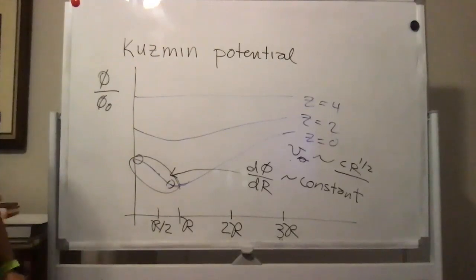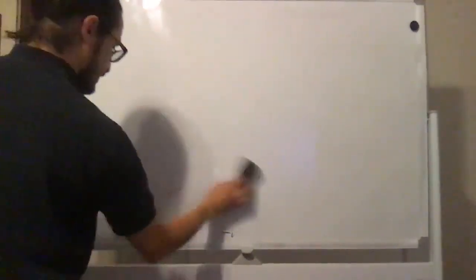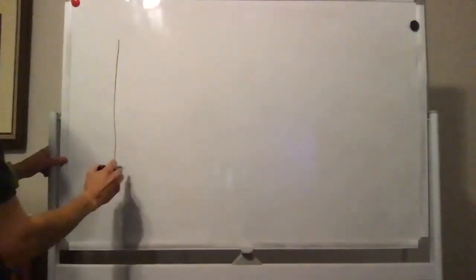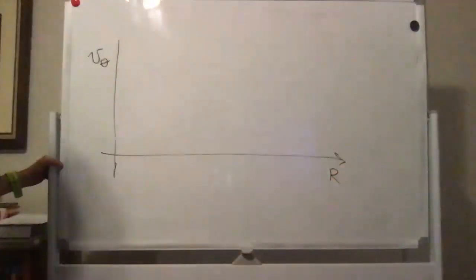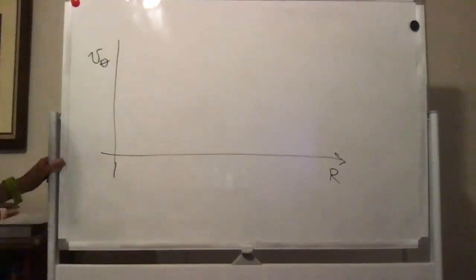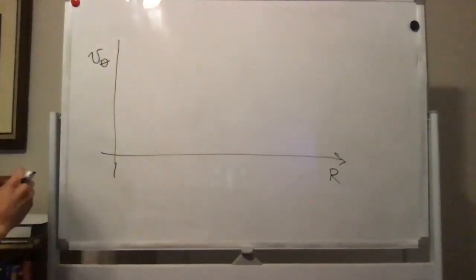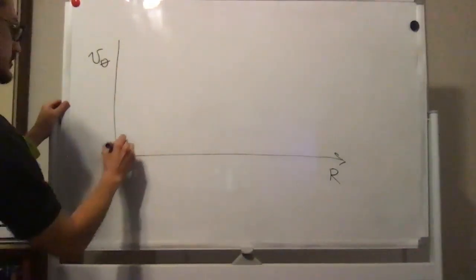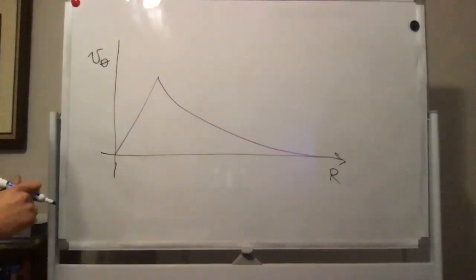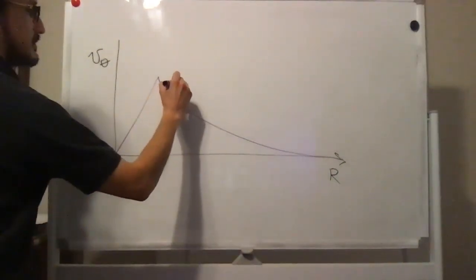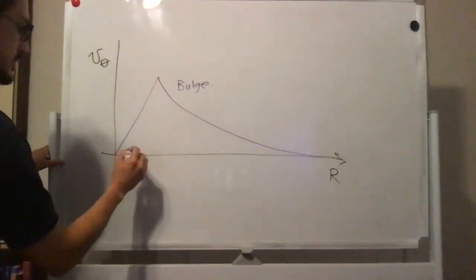So now we can go back to our other plot. This is the tangential velocity. This is the radius. So the central bulge, or the tangential velocity due to the central bulge, kind of like this. And then the one due to the disk increases kind of like this.